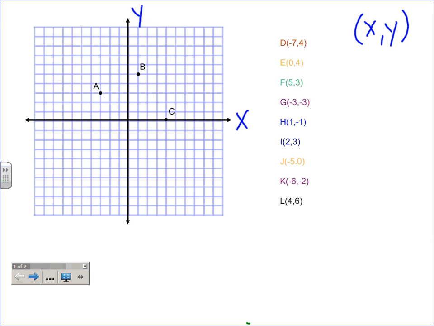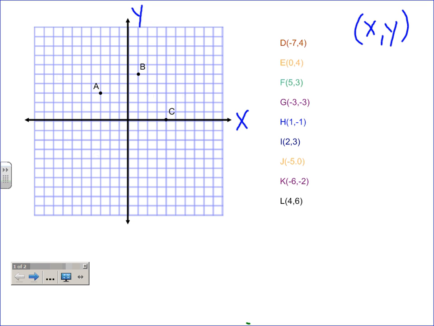For example, you could do polar coordinates, which those of you that go on to advanced math will be doing, and you can create some rather interesting graphs with that. Before we go over to letters D through L over there, let's just make sure that we can get to these particular coordinates. It's pretty straightforward.